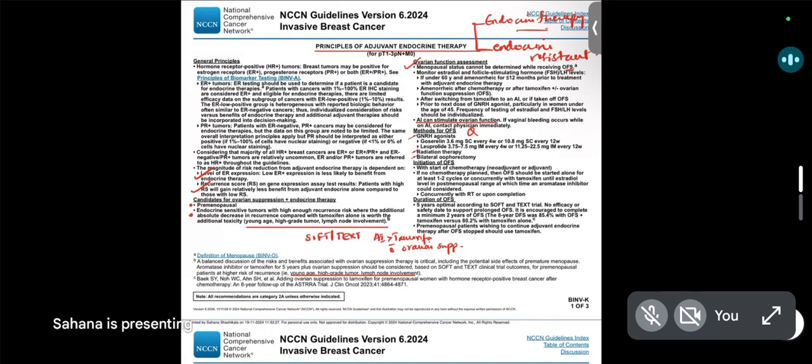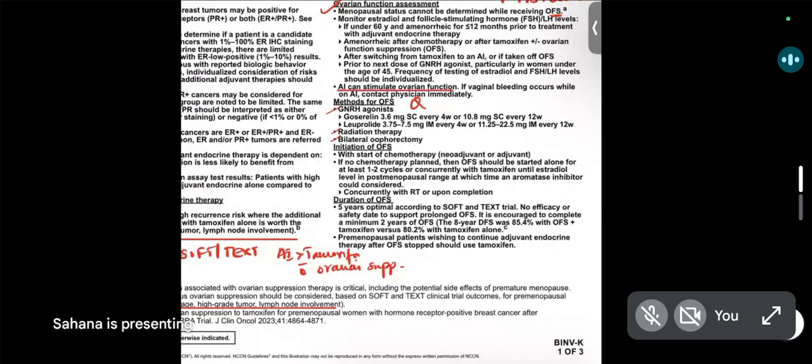So when to initiate ovarian function suppression? With the start of chemotherapy, whether neoadjuvant or adjuvant. If chemotherapy is not planned, OFS should be started alone for at least the first 2 cycles. Then you can start chemo, or concurrently you can start tamoxifen until estradiol level is postmenopausal, at which time aromatase inhibitors can be considered.